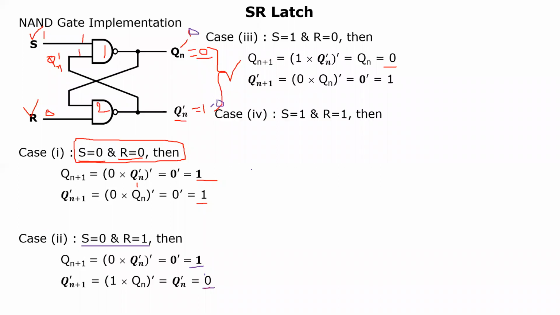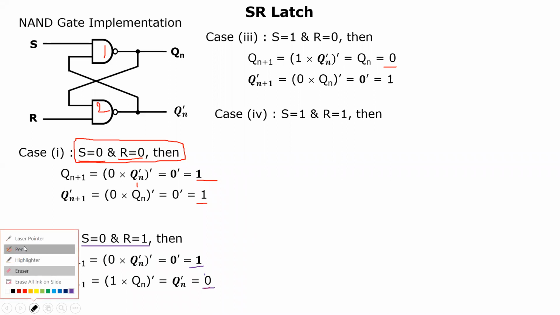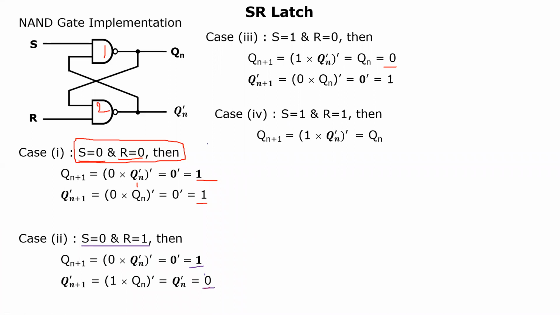Finally, the last state: let us consider s equals 1 and r equals 1. Both are equal to 1. What exactly happens here? Let us have a look. Both values are equal to 1. So what is the value of Qn plus 1? Let us consider this is 1 and this is also 1. We don't know the value of this one. Either value could be there, with Qn complement. So it has been submitted to Qn complement.